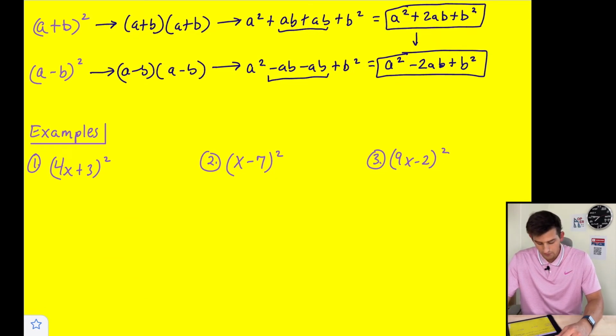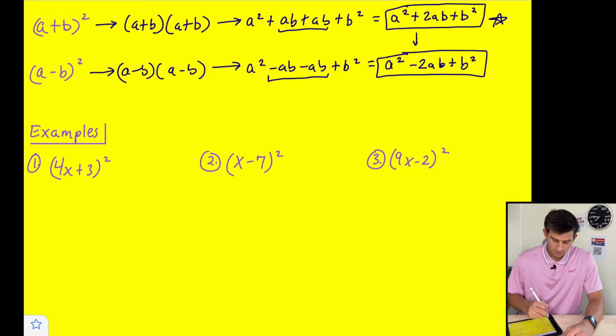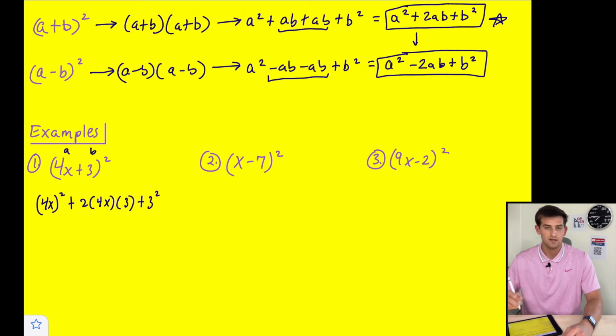In example one, we have 4x plus 3 quantity squared. So we're going to apply our first pattern up here. If I say a squared, well, a would be 4x and b would be 3. So one way to look at this, we could say (4x) squared plus 2 times 4x times 3 plus 3 squared. And now we can just simplify.